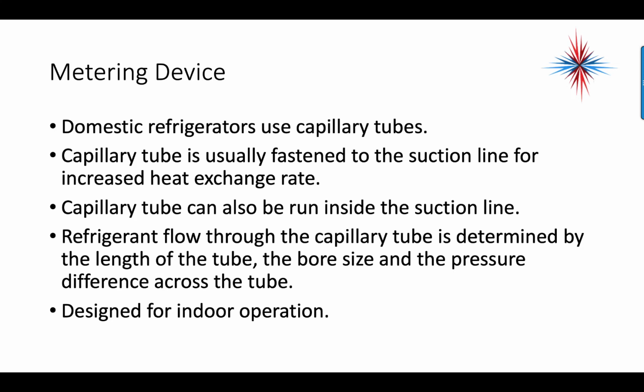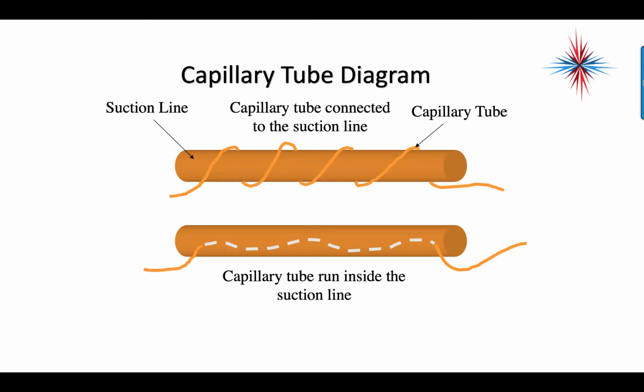Domestic refrigerators most often use cap tubes for metering devices. And again, there are some exceptions with the newer high-efficiency refrigerators who are using EEVs, electronic expansion devices. Cap tube is usually fastened to the suction line for increased heat exchange rate. The cap tube can also be run inside the suction line. Refrigerant flow through the capillary tube is determined by the length of the tube, the bore size, that's the hole in the center, and the pressure difference across the tube. It's designed for indoor operation.